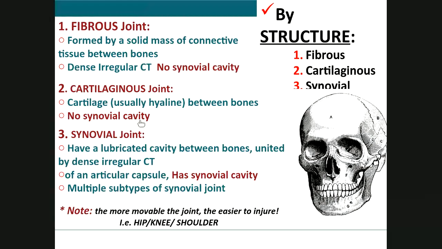A synovial joint is what we usually think of when we think of our joints in the body. It's the most common type. These have an articular capsule which provides lubrication. The connection is dense, irregular connective tissue, and these do have a synovial cavity. Generally, the greater the mobility of the joint, the greater the instability and possible injury to the joint. An example of this could be the hip, the knee, and the shoulder joints.